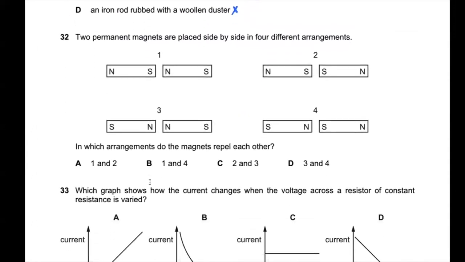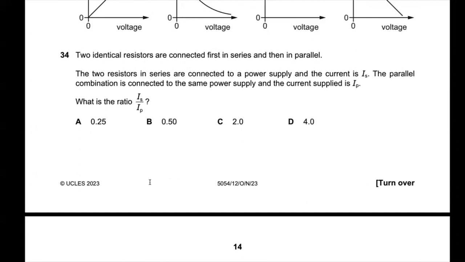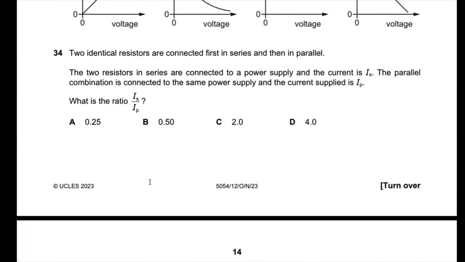34 is this one. So this one says two identical resistors are connected first in series, then in parallel. The two resistors in series are connected to a power supply and the current is IS. The parallel combination is connected to the same power supply and the current is IP. What is the ratio IS to IP?